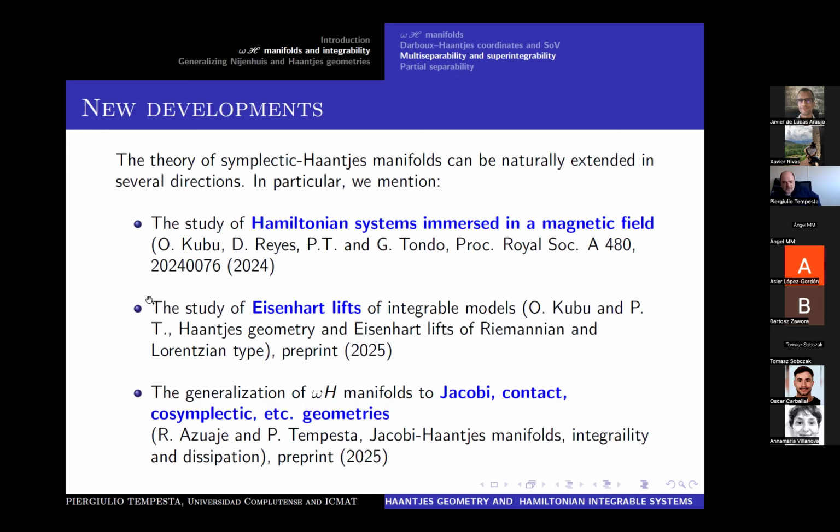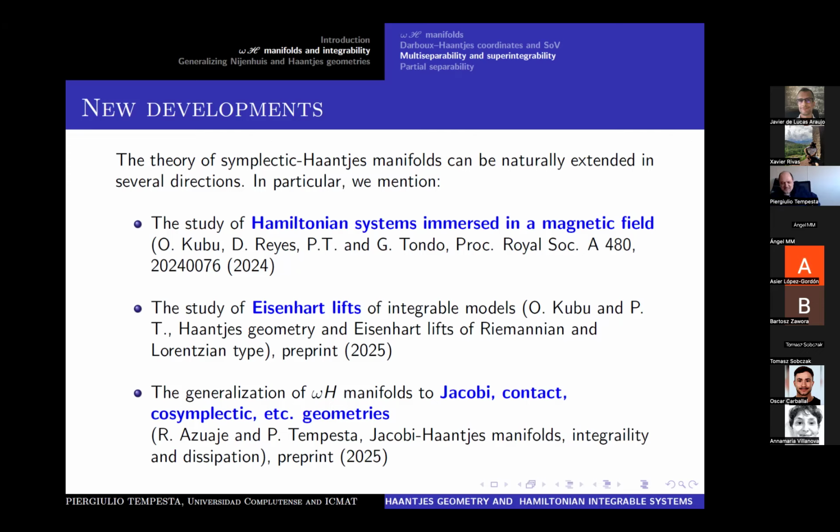Thank you. The new developments we are thinking about are in these directions. First of all, we studied Hamiltonian systems in a magnetic field, which are also very interesting. They have some peculiarities, but with some work we have proved that this symplectic Haantjes geometry is responsible for the separability properties, or the geometric properties. More recently, I'm also studying with André Kubo Eisner lifts of integrable models. This is an old procedure which consists in lifting a given integrable or superintegrable system from the original phase space to a new, bigger, higher dimensional one. We were studying how the Haantjes geometry can be extended to the Eisner lifted system on the higher dimensional space.